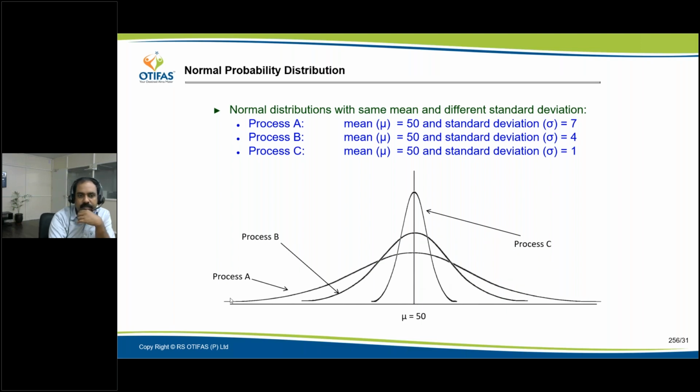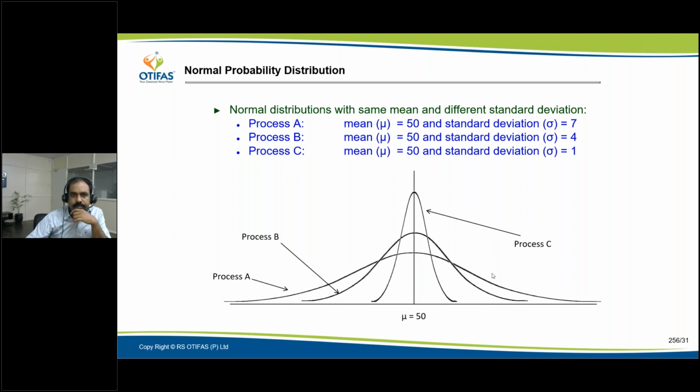So do you understand what makes the difference? Process A has higher standard deviation. That means spread is more. In other words, variation is more in process A. Out of this, which is the best process? If you have three processes like this, how can you say which is the best process?